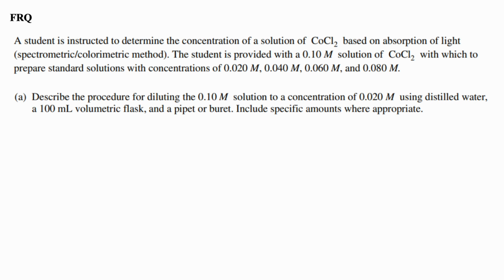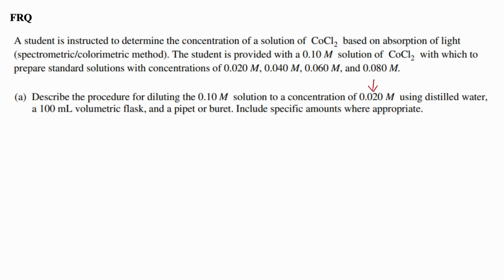So A says to describe the procedure for diluting the 0.1 molar solution to a concentration of 0.02 molar using distilled water, a 100 milliliter volumetric flask, and a pipette or a burette. So the first step is going to be solving for how much water we need to add to the solution in order to dilute it to a 0.02 molar.